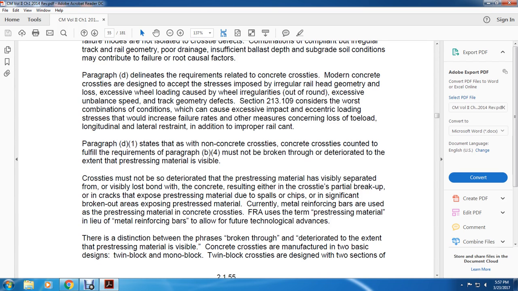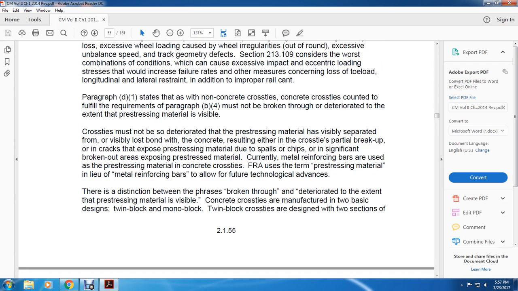Paragraph D1 states that concrete ties, in addition to fulfilling the requirements of paragraph B4, must not be broken through or deteriorated to the extent that the pre-stressing materials are visible. Cross ties may not be so deteriorated that the pre-stressing material has visibly separated, with visible loss of bond with the concrete, resulting either in cross tie particle breakup or in cracks exposing the pre-stressing material, down due to spalls and chips with insignificant broken out areas exposing pre-stressed material.